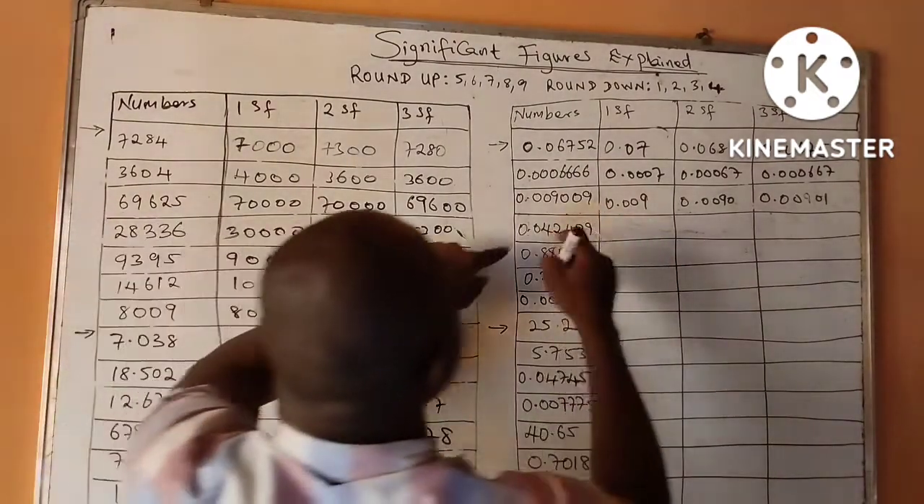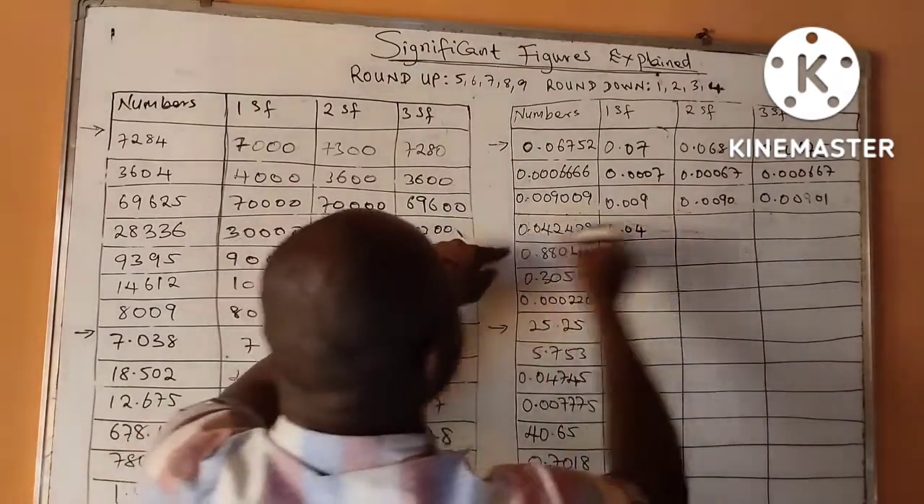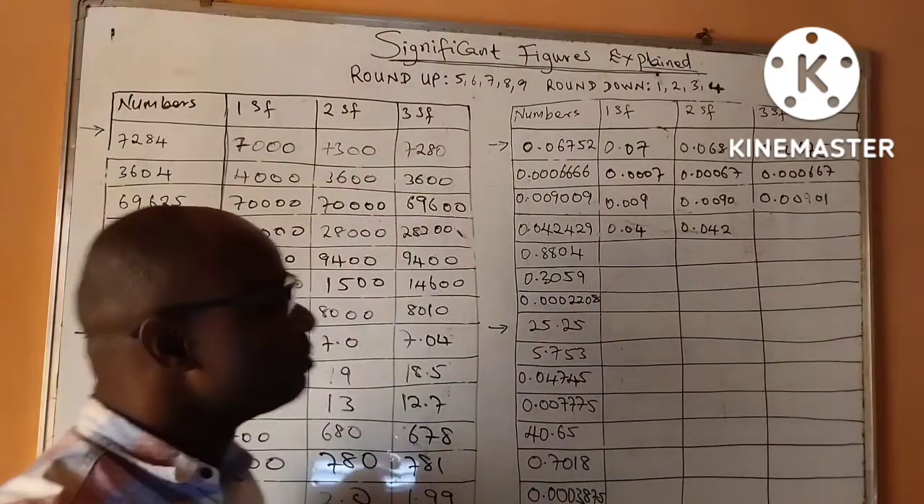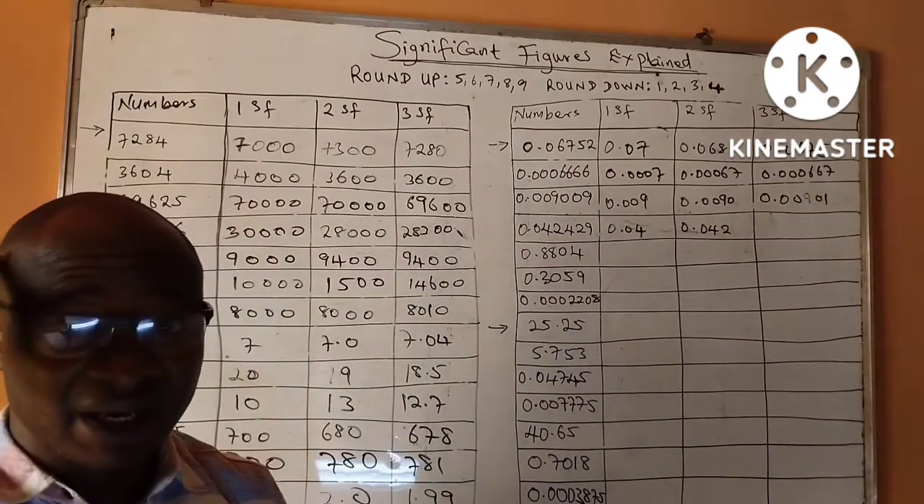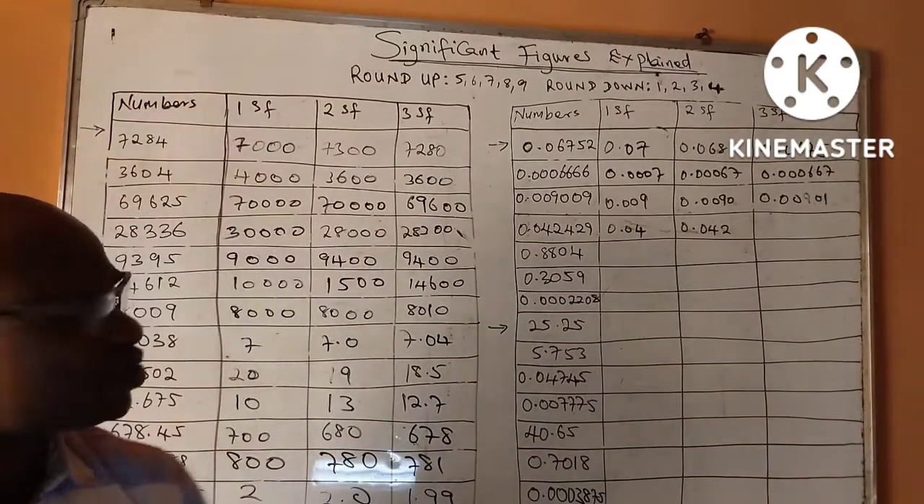Alright, we move on. 0.014. Next, 0.042. I hope that before I write, you have already said the answer in your mind to see if you'll be correct when I write my own. That is the best way to learn.